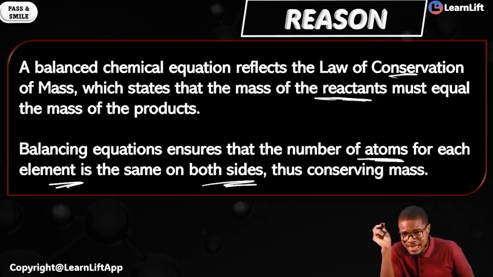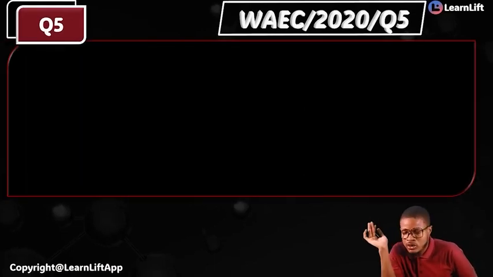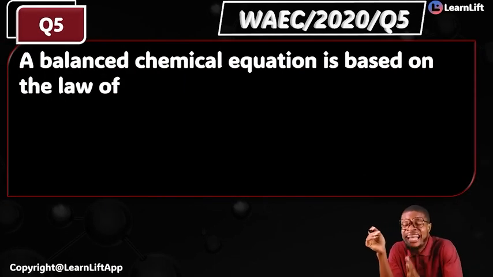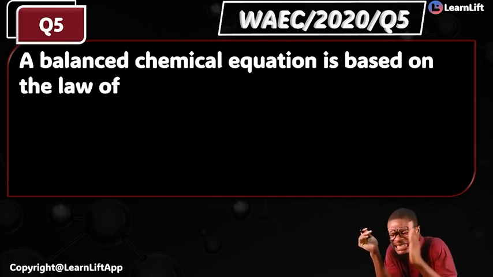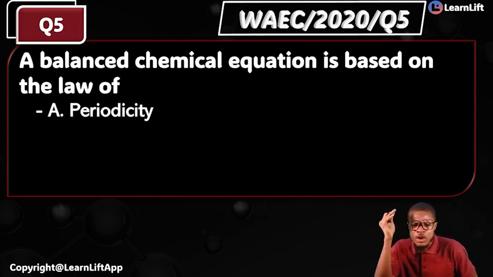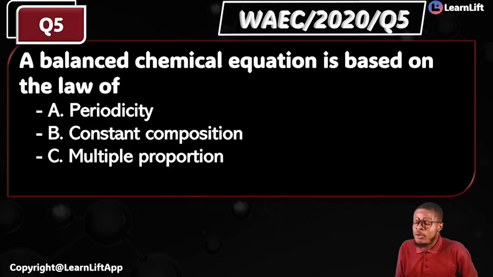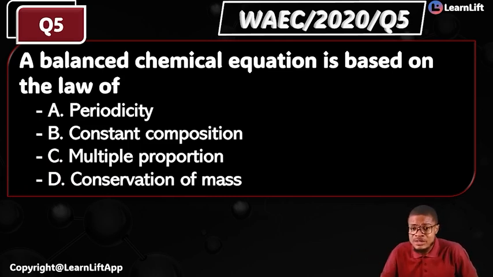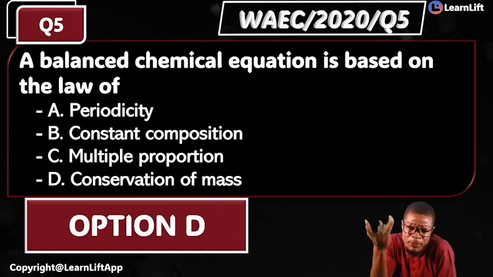Mass. Right? Look at WAEC 2020 question 5. Look at the sweet question that WAEC asked. WAEC said a balanced chemical equation is based on the law of what? Which law is it based on? Is it the law of periodicity, the law of constant composition, the law of multiple proportion, or the law of conservation of mass? What is the answer? Law of conservation of mass, option 1. These are the things that people fail in JAMB.